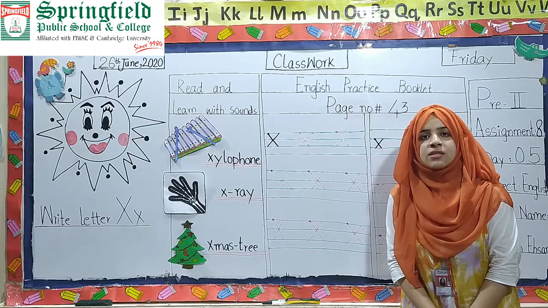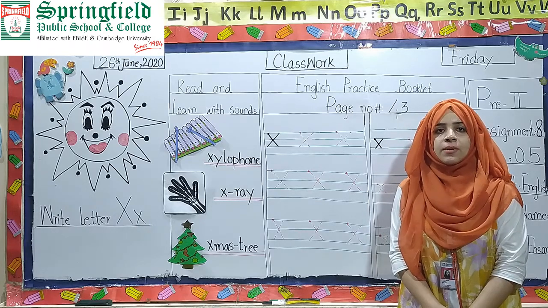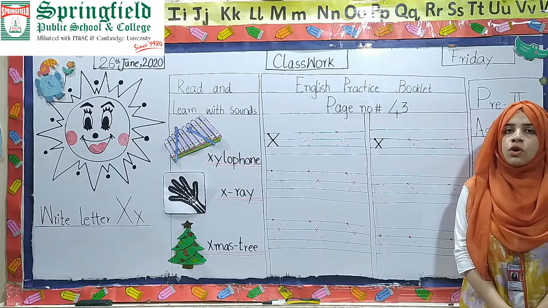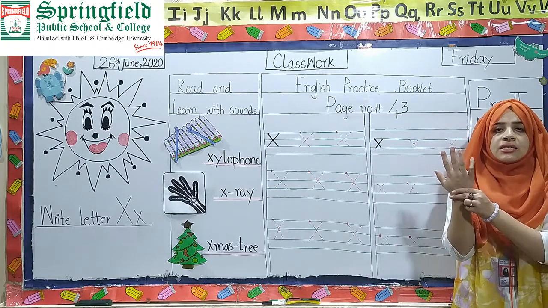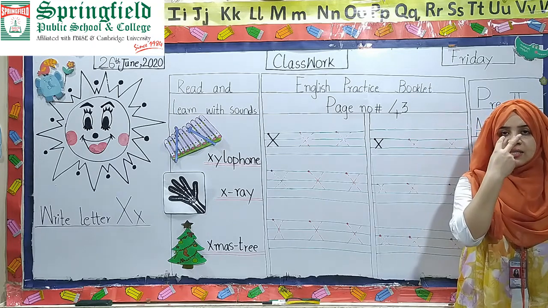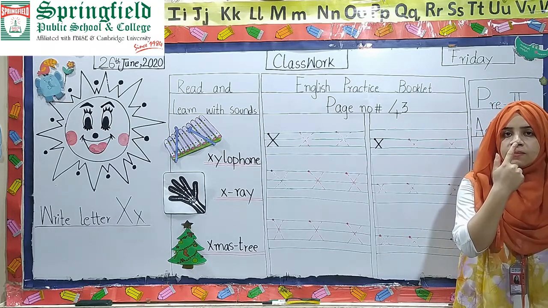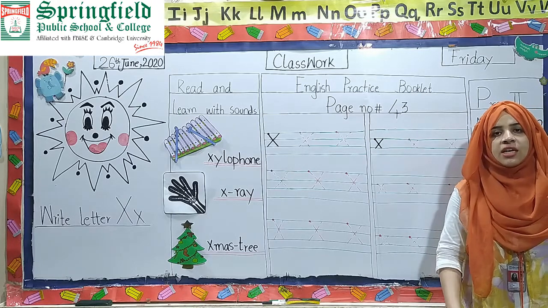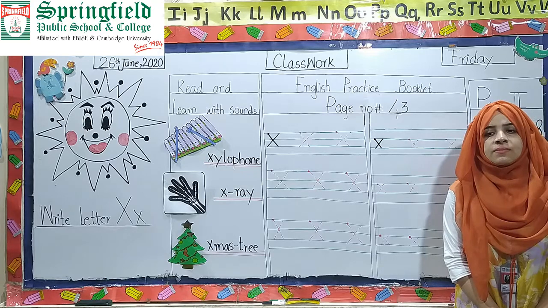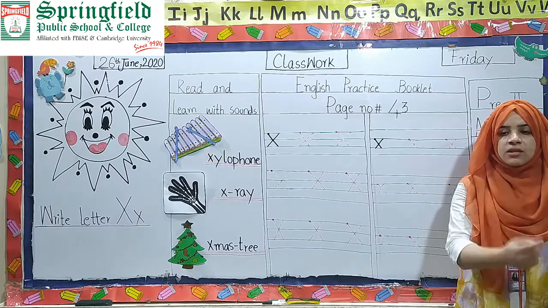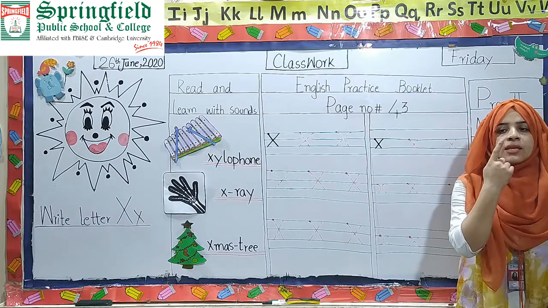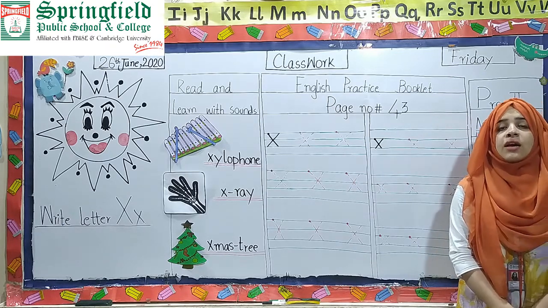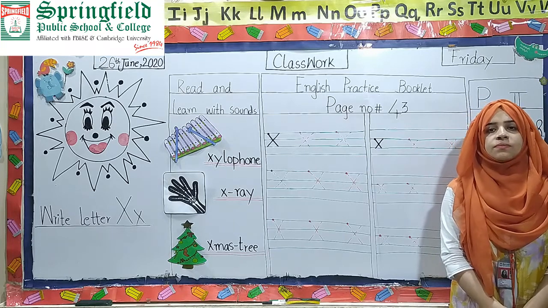Name the external parts of your bodies. What are the external parts? Repeat the external parts of body with me. Hands, eyes, nose, lips, feet. Again repeat it. Hands, eyes, nose, lips, feet.